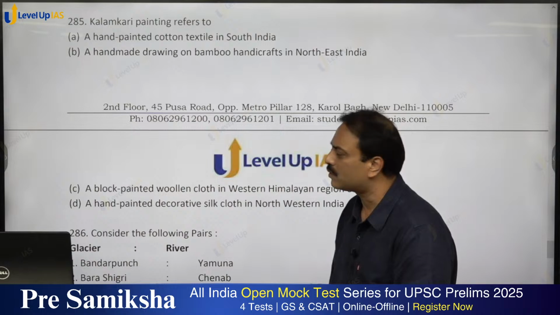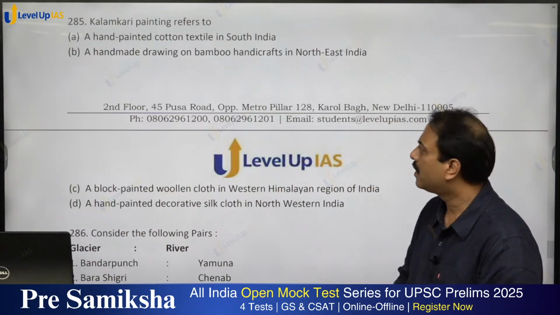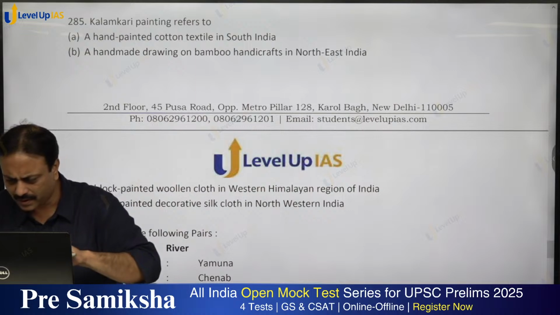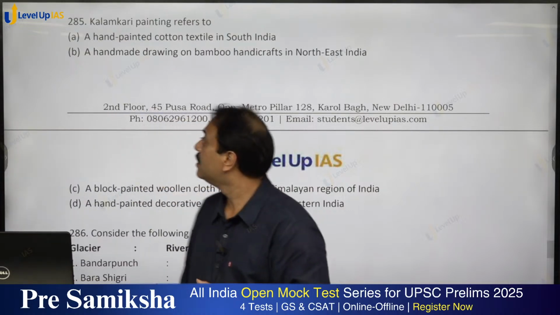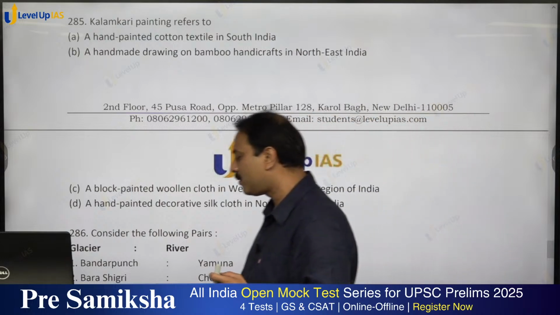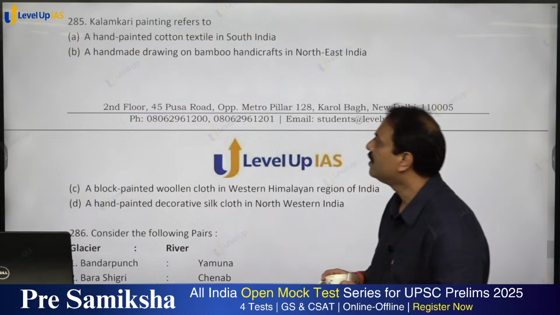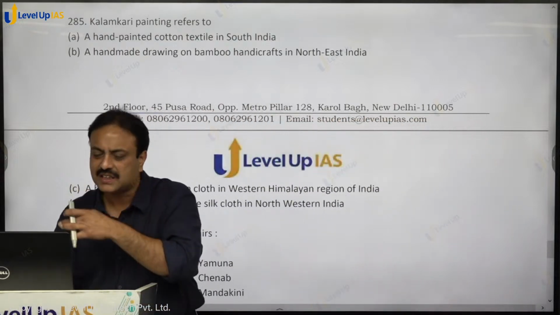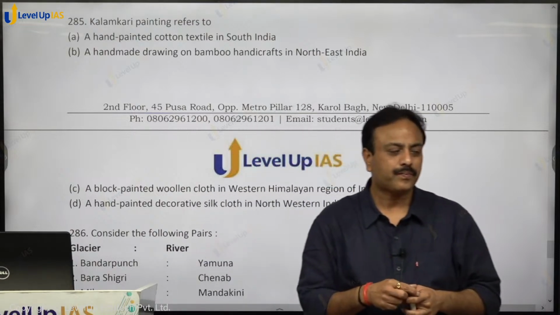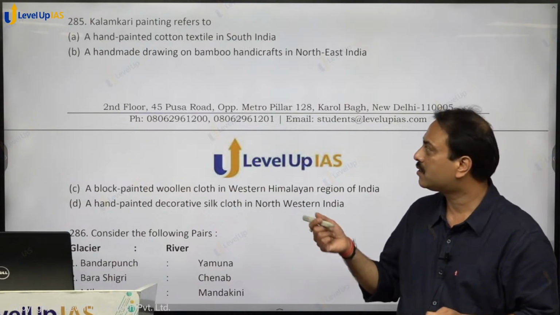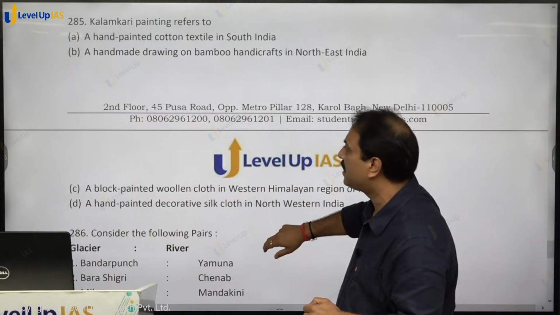Kalamkari painting refers to: a hand painted cotton textile in South India; a handmade drawing on bamboo handicrafts in Northeast India; a block painted woolen cloth in the western Himalayan region of India; a hand painted decorative silk cloth in the northwestern part of India. What is the answer? It is a cotton textile of South India, hand painted, and for that it is called kalamkari. It is hand painted. Exactly, an old type of pen is used to do painting over that, and it is called a kalam in Hindi, and so it is called kalamkari, right? So option A for apple is the right answer to this particular question.